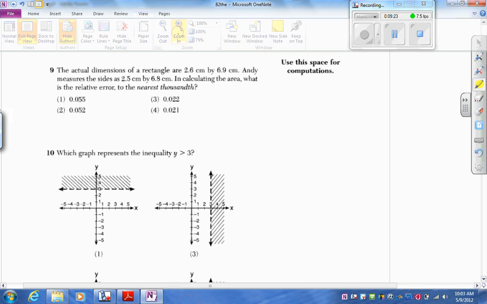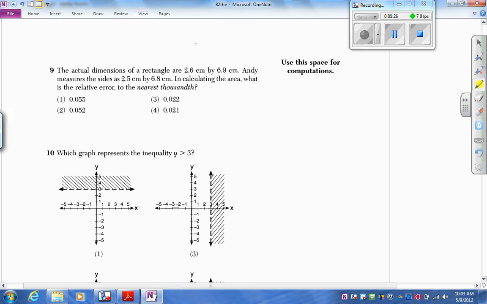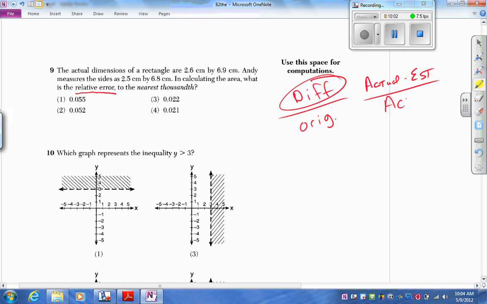All right, so relative error is something you've done in earth science. I will review it and cover it with you. I always define error in things like this as the difference over original. But in a problem like this, that's not really helpful. It's always going to be some kind of difference, and in this case it's going to be the actual minus the estimated over the actual. You should have learned this in earth science.